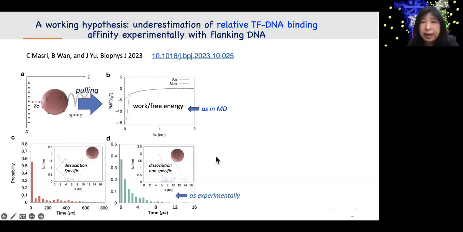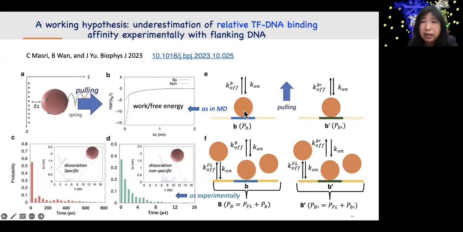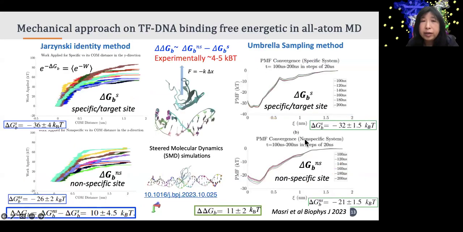Okay, so the first way is as if we do it in MD simulation, where you just pull the protein away from the central binding site, right? Then you get delta G between these two sites. And the second way corresponds to the protein being able to dissociate from the central and the neighboring spot. Mathematically, you can prove that the corresponding binding free energy will be smaller than in the first way of measurement. So we really did molecular dynamics simulation at all-atom resolution to show that.